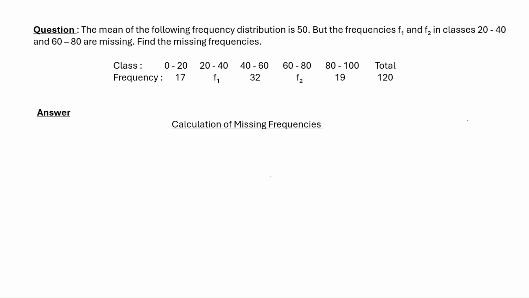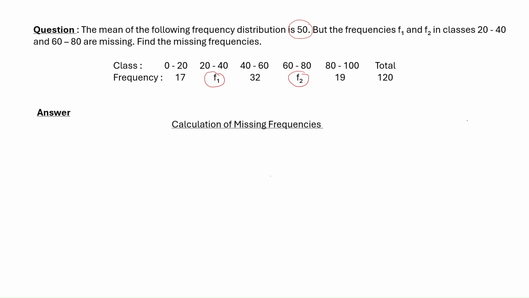Students, this is a very common question that comes under central tendency, where a frequency distribution table is given and two frequencies are missing, and we need to find these frequencies. Let's go through the question first. It says the mean of the following frequency distribution is 50. So the mean of the distribution is given, but the frequencies F1 and F2, these two, are missing. You have to find them.